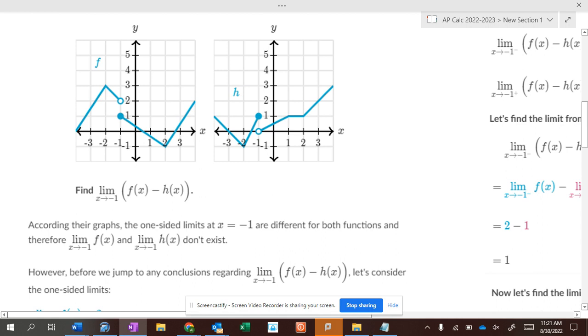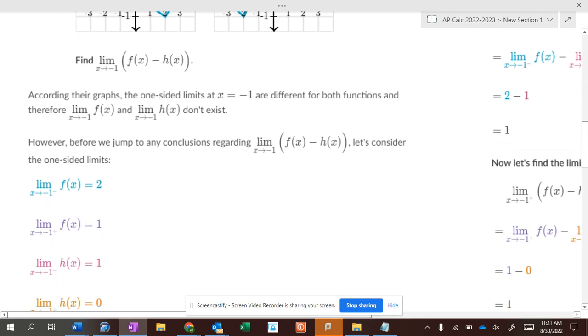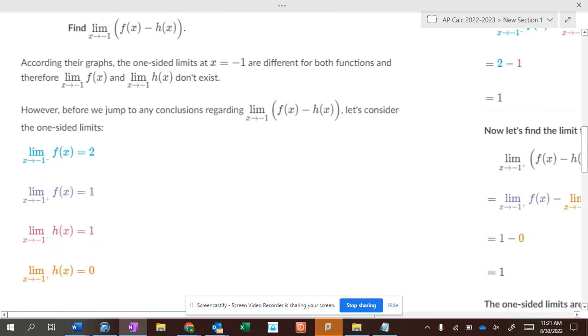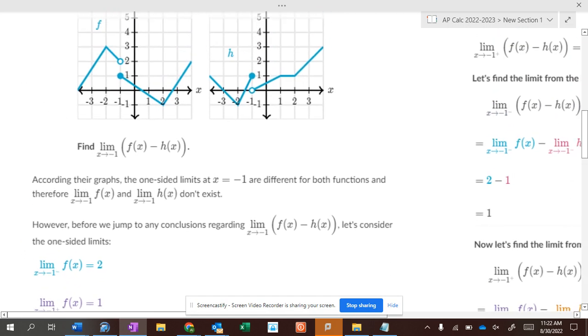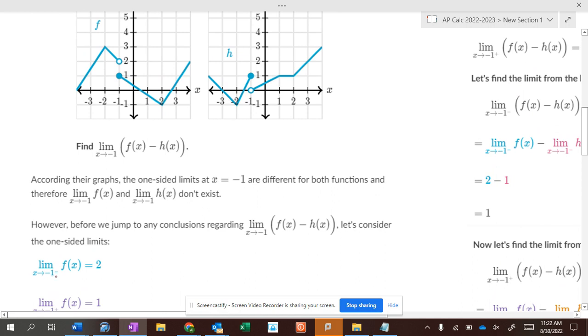According to that graph, the limits at x equals -1 are different for both functions, and you would say you don't think they exist. But before we jump to any conclusions, we've got to look at what's happening on each side of them. So on the first one, as we approach the limit at -1 from the left, we go towards 2. As we go towards -1 from the right, we're at 1.